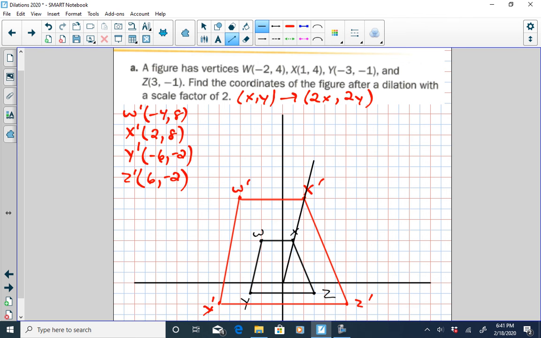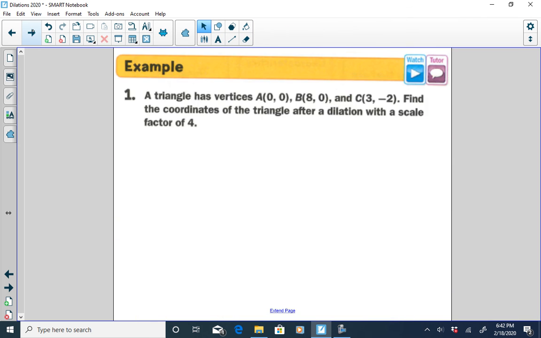Just check. X and X prime look good. Z and Z prime look good. Y and Y prime look good. W and W prime look good, right? Because the corresponding points, here's W prime, they lie on a line that comes from the segment, so we know that the center of dilation is our origin.